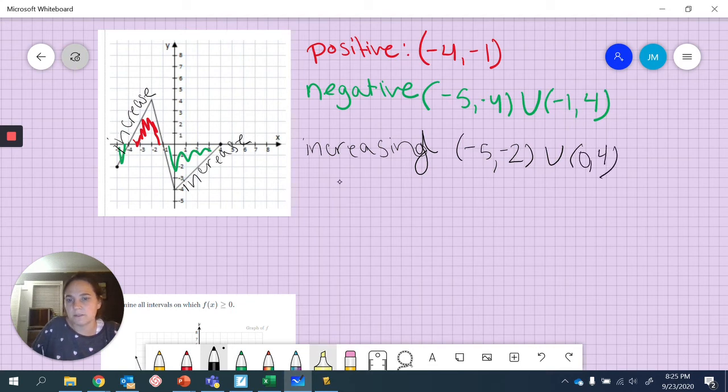And then we are decreasing with our cool galaxy pen, this little section right there. So from -2 to 0.